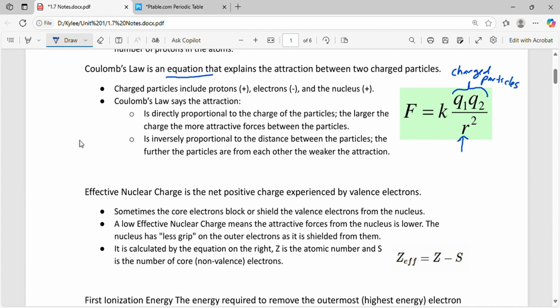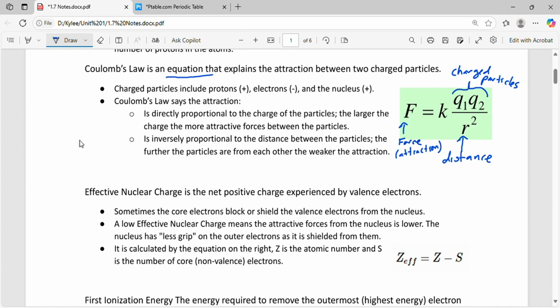On the bottom, we have r squared, which in this case, some people say it's the radius between the charged particles squared. I like to think of it as a distance unit, and it is in the denominator. And F stands for the force. And here, a lot of times we're talking about the force of attraction. So because the charged particles are in the top of this equation, if the charges on the particles increase, the force of attraction increases.